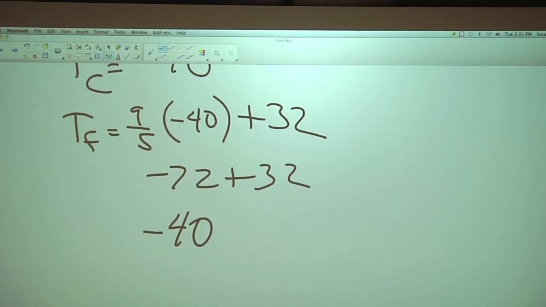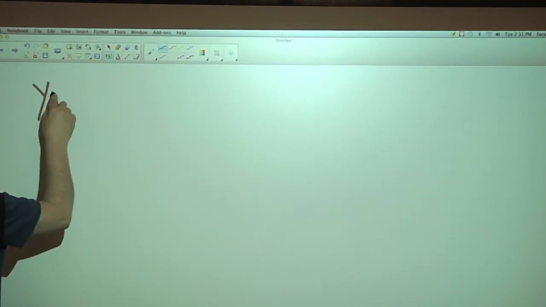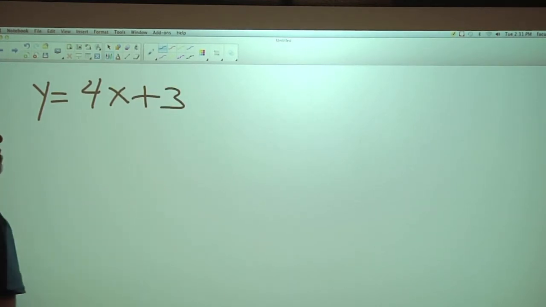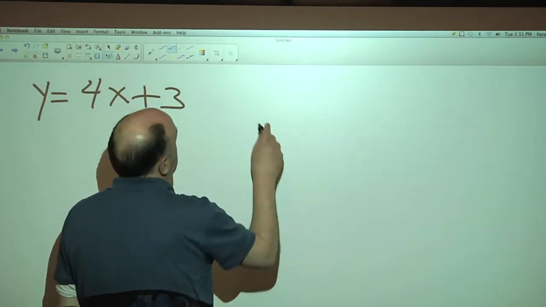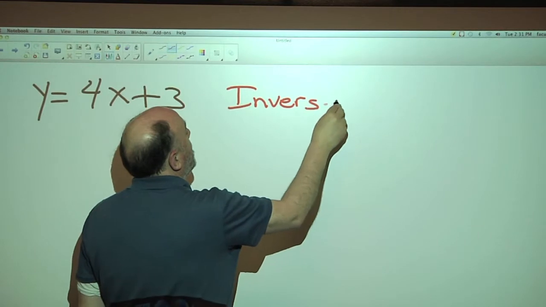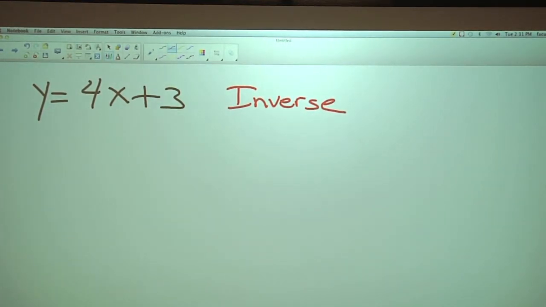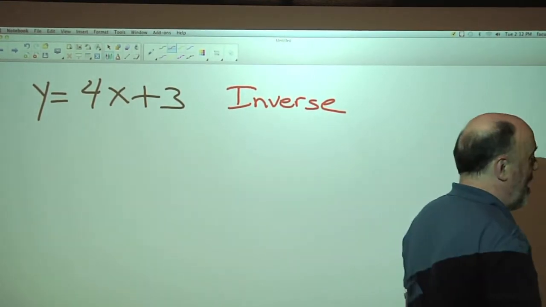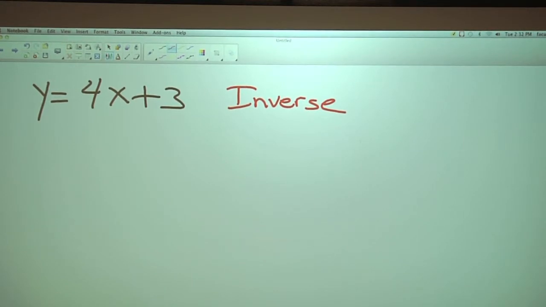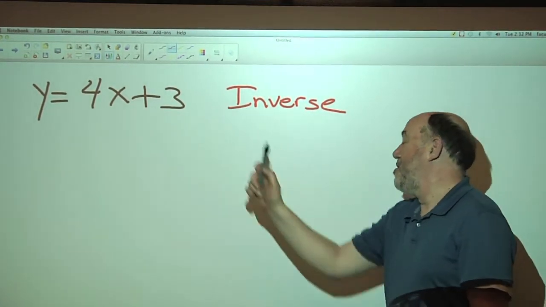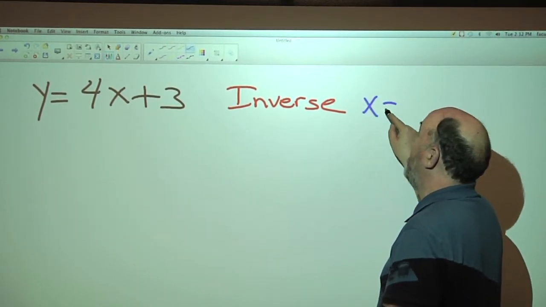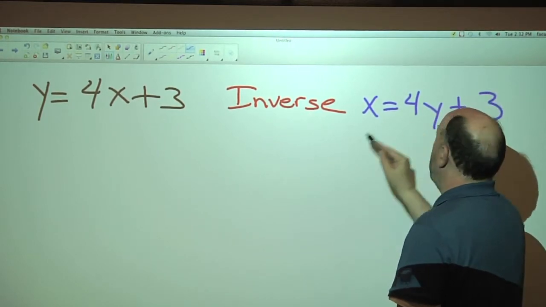So in terms of an equation, my function, and then I want the inverse of that. What happens in terms of a function and its inverse? The domain of one becomes the range of the other. Basically, in terms of x and y, you flip-flop the x and y's. So if I write the inverse of this, we're going to have x equals 4y plus 3.